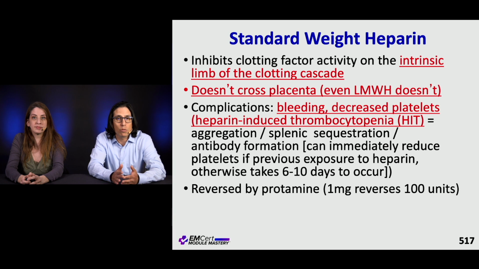Complications, well, bleeding, of course, decreased platelets from heparin-induced thrombocytopenia. This is reversed by protamine, and a good rule of thumb here is that 1 milligram reverses 100 units of heparin administered.